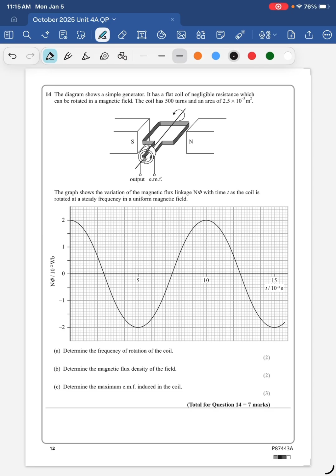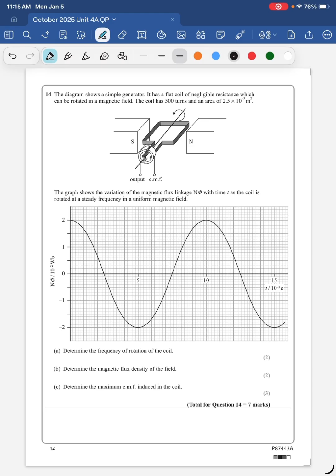All right, question 14. The diagram shows a simple generator. It has a flat coil of negligible resistance which can be rotated in a magnetic field. The coil has 500 turns and an area of 2.5 times 10 to the negative 3 meters squared.